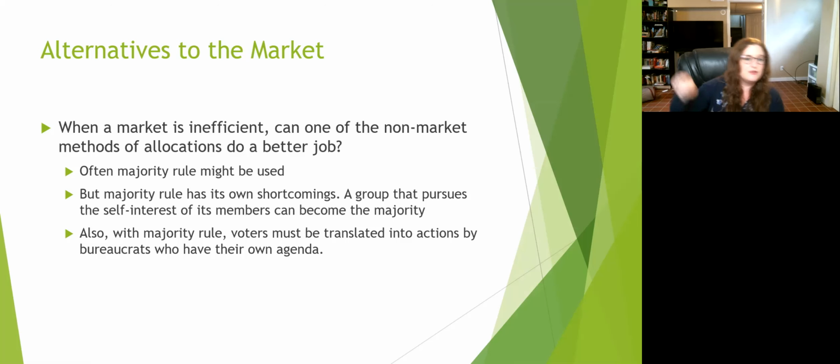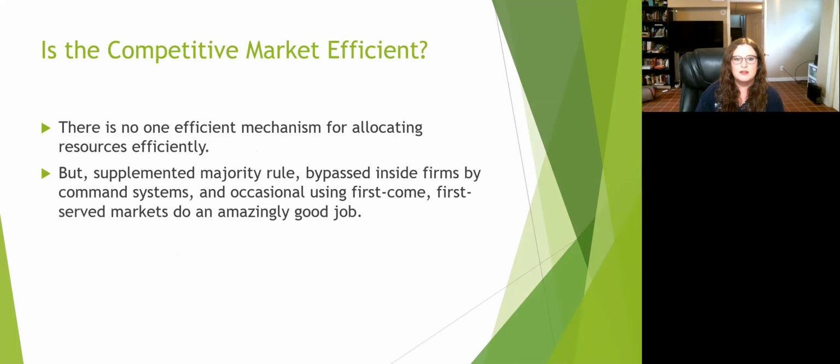This is not a very efficient system sometimes. So can competitive markets in themselves be efficient when buyers and sellers work together for something? Well, there's no one efficient mechanism for allocating resources. If prices were the best way to do it, we would only have prices. If command systems were the only way to do it, we'd only have command systems.